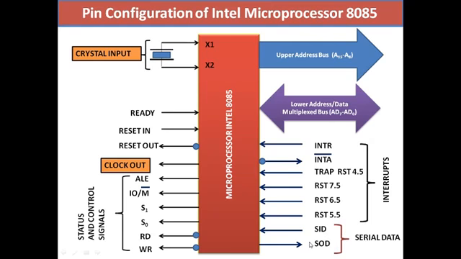There are two more pins. One is SID, another is SOD. SID is serial input data, and SOD is serial output data. There are two more pins. We call them hold and HLDA, that is hold acknowledge. These are basically used for DMA operations.